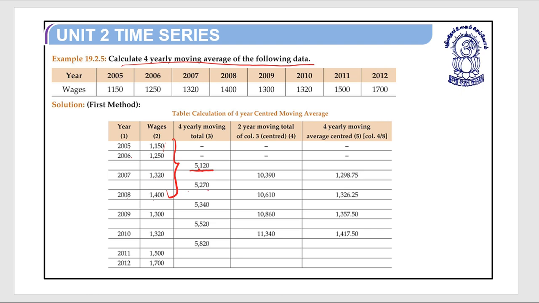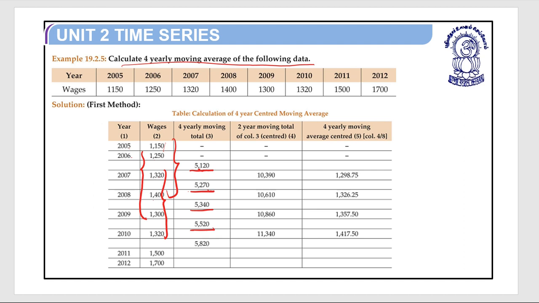2007, the 4 yearly moving total is, here we have to take the sum of 1250 plus 1320 plus 1400 and 1300. So it will be 5270. Same way for 5340: 1320, 1400, 1300, 1320. You will get 5520. Okay.